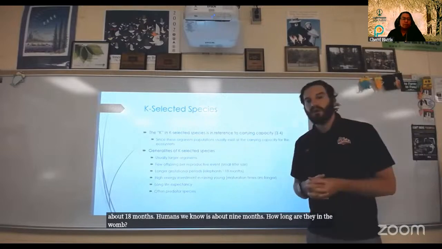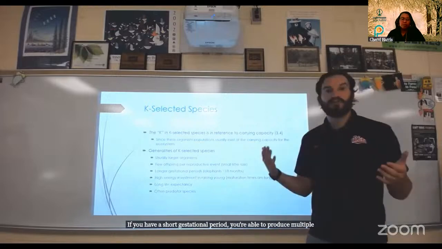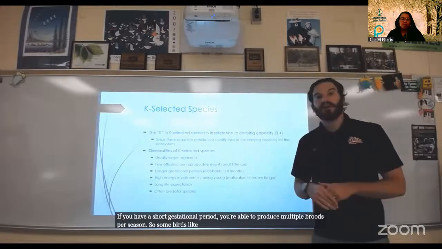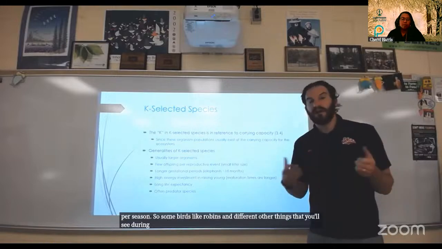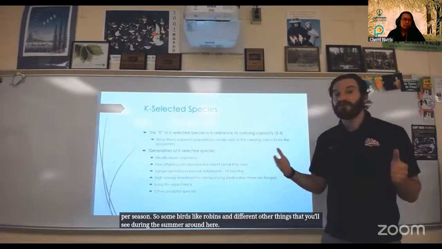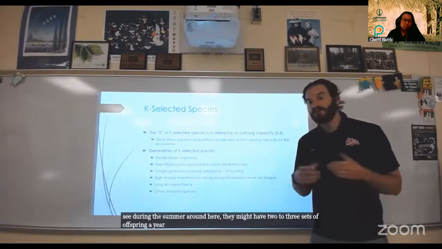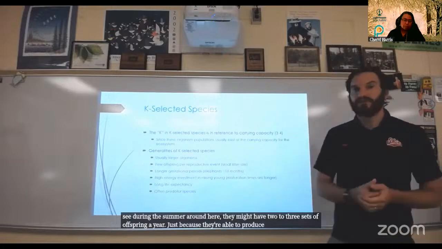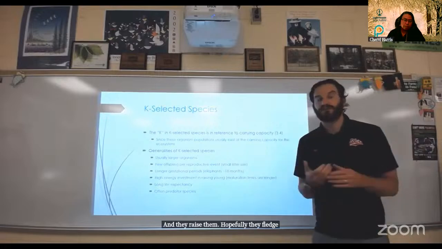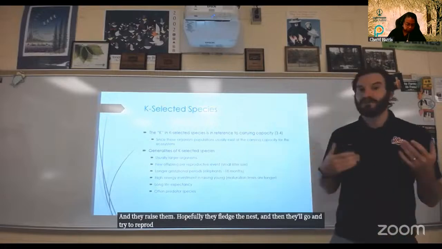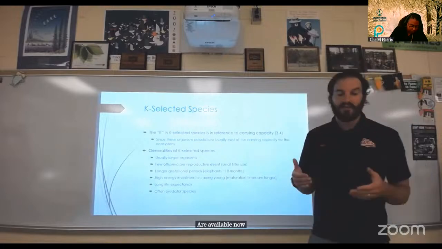If you have a short gestational period, you're able to produce multiple broods per season. So some birds, like robins and different other things that you'll see during the summer around here, they might have 2 to 3 sets of offspring a year, just because they're able to produce that first one early. Then they raise them, hopefully they fledge the nest, and then they'll go and try to reproduce again if food is available, if all those limiting reactants are available.